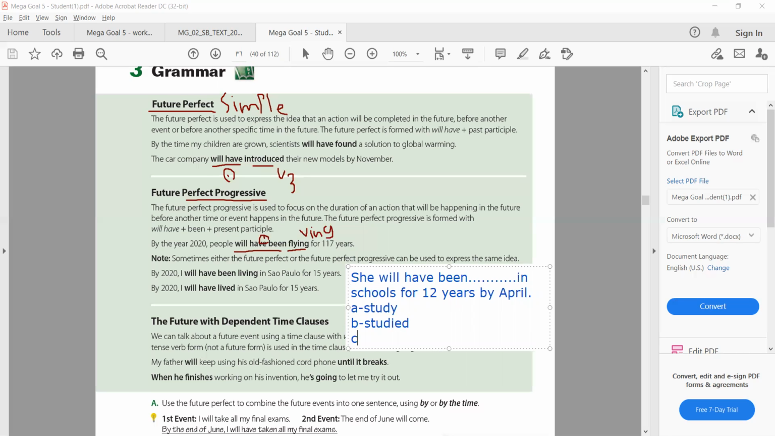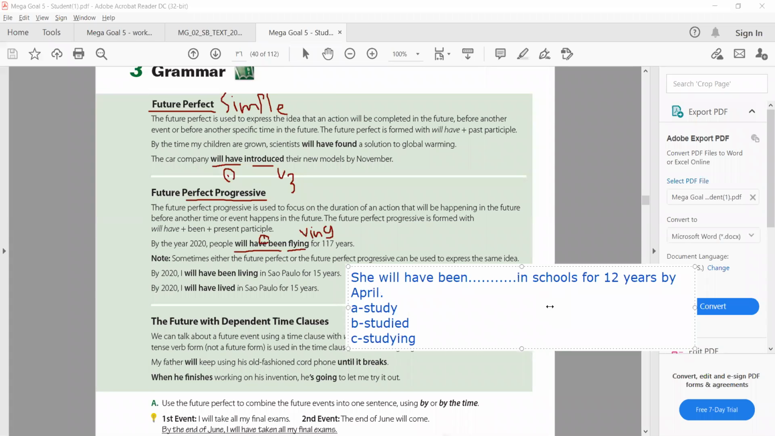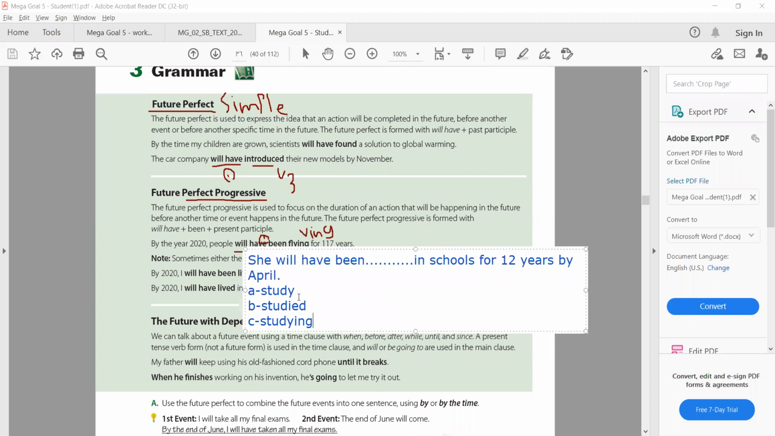And C, studying. So she will have been in schools for 12 years by April. Studied or studying. I think this one is very simple. You can tell that. What is the correct answer, Salih? Very good, Haneen, Jude, and Safa. So it's going to be, she will have been studying. Immediately, I see been, so it's going to be studying.